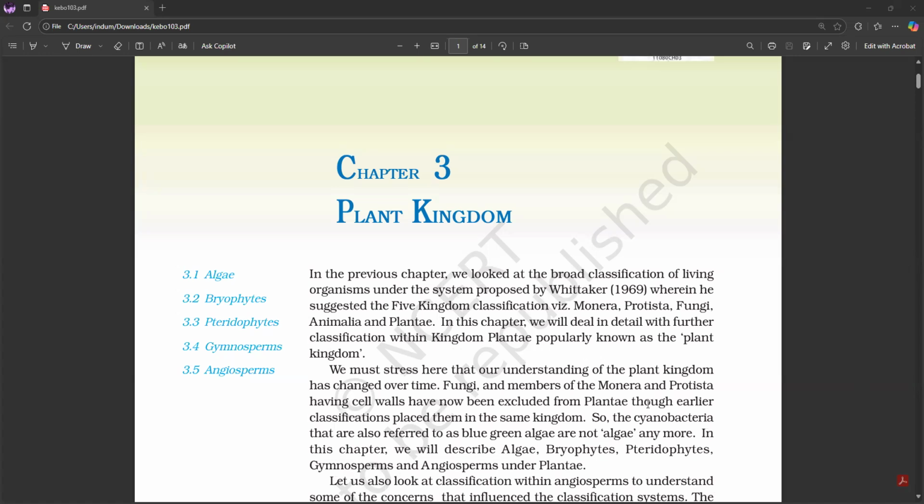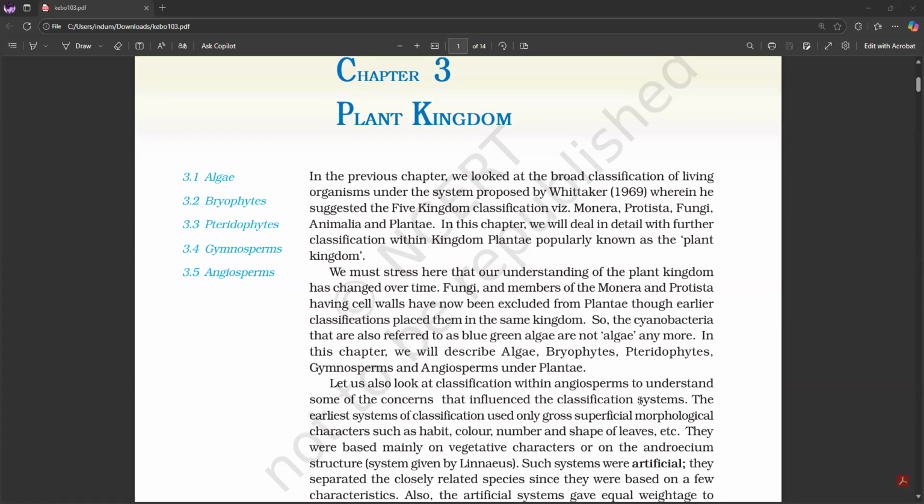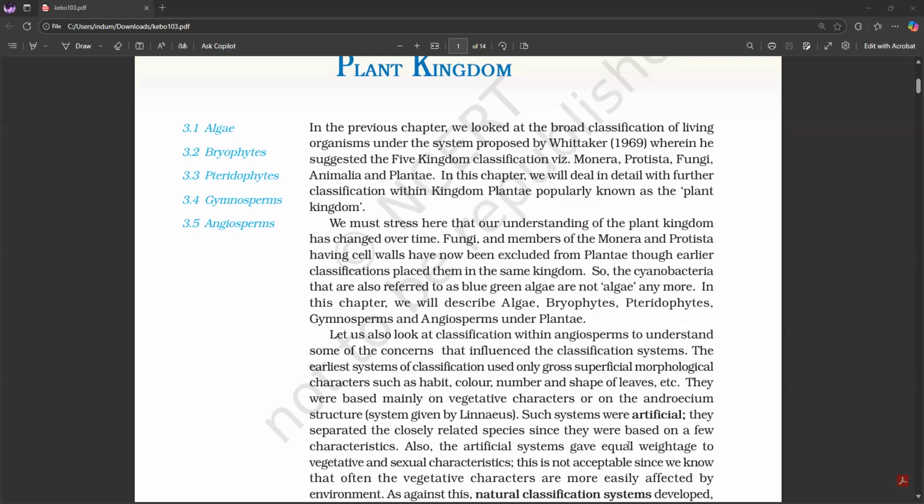proposed by Whittaker, wherein he suggested the five kingdom classification with Monera, Protista, Fungi, Animalia, and Plantae. In this chapter, we will deal in detail with further classification within kingdom Plantae, popularly known as the plant kingdom. We must stress here that our understanding of the plant kingdom has changed over time.